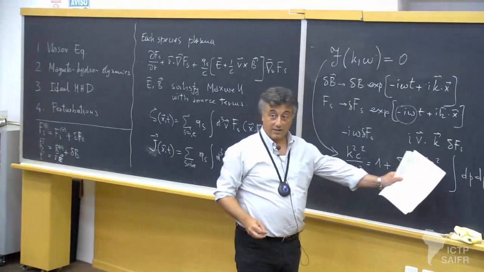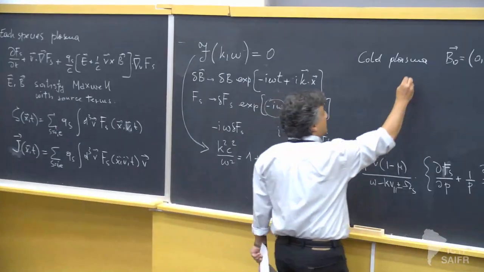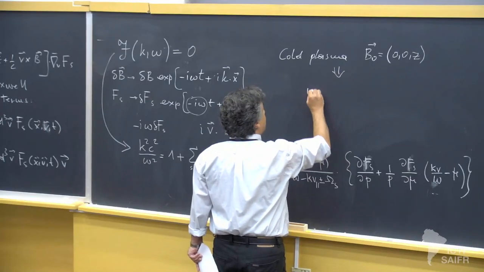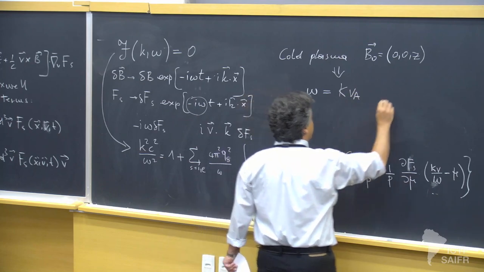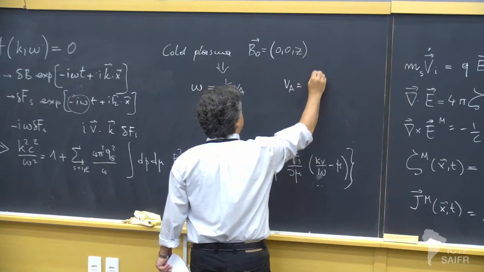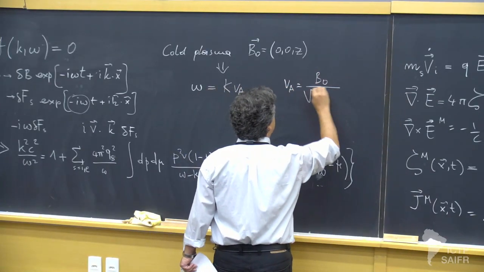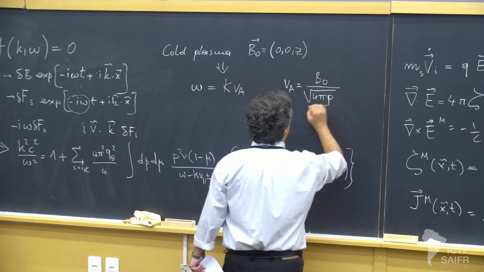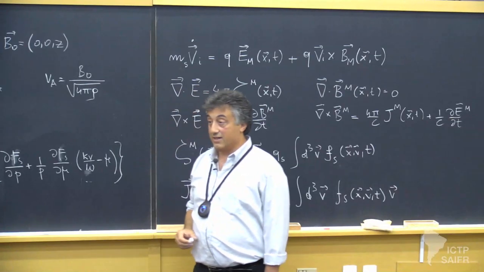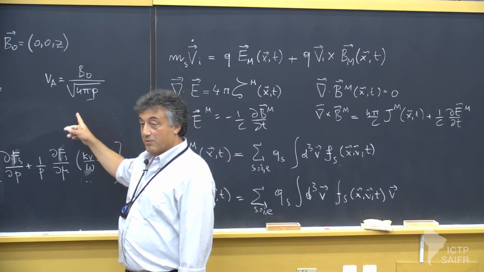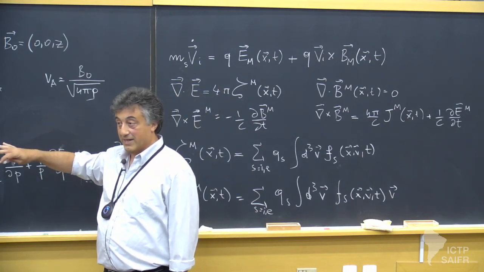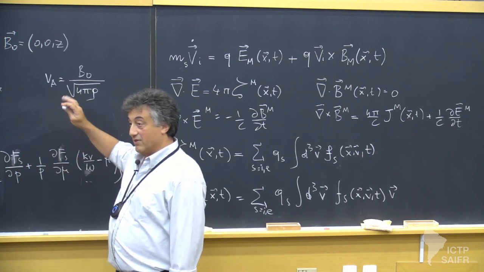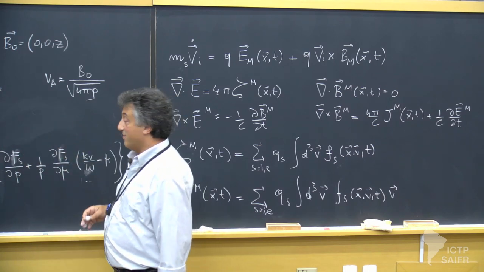This equation here reduces to omega equal k VA, with VA equal to B0 over square root of 4 pi rho, where rho is the density of the gas. We will get to this point in the next hour in a completely different and simpler way. But it's useful to know that you can get to the same endpoint in different ways.